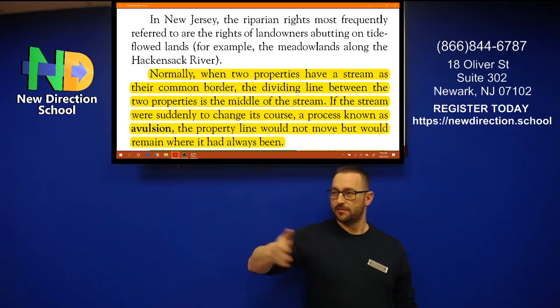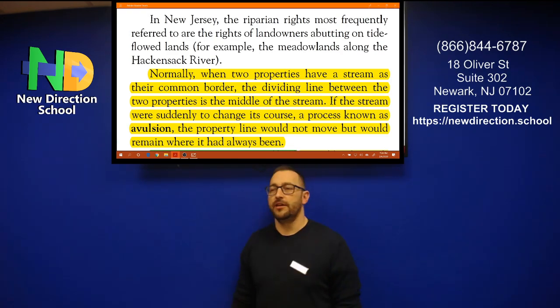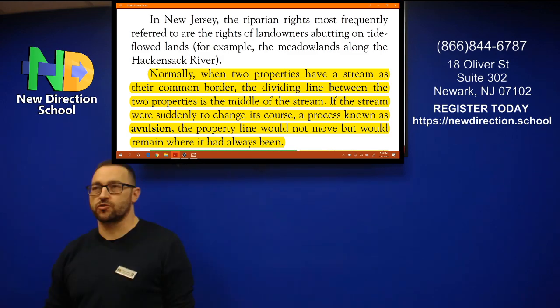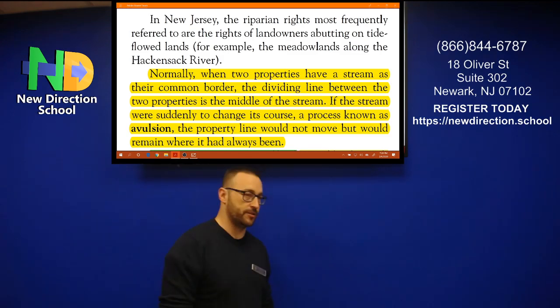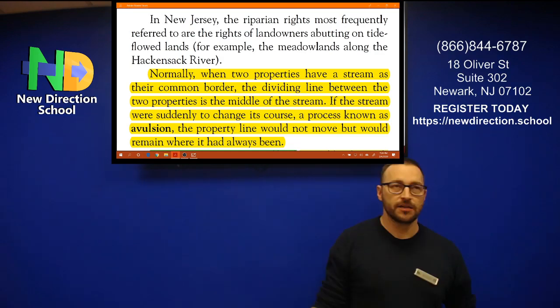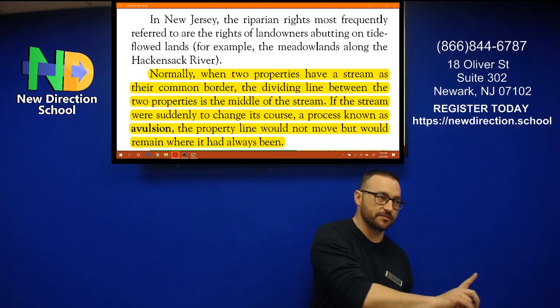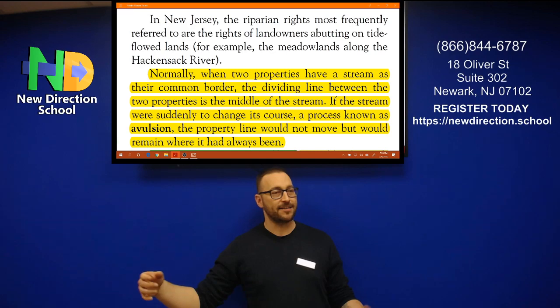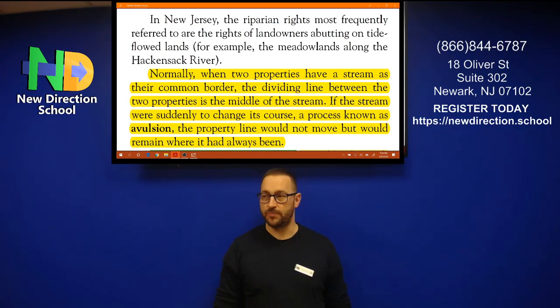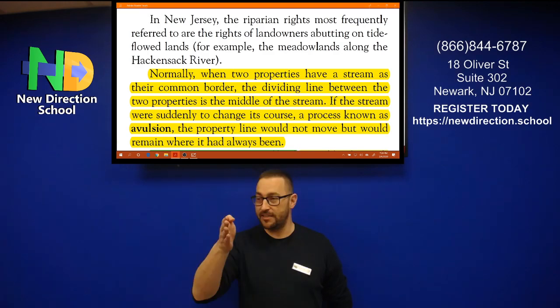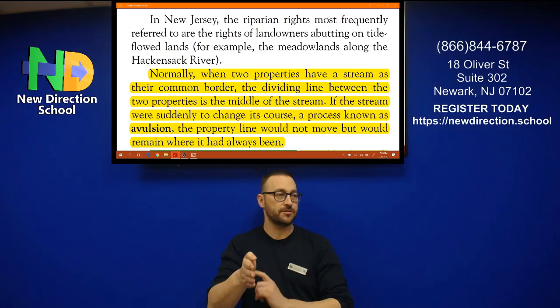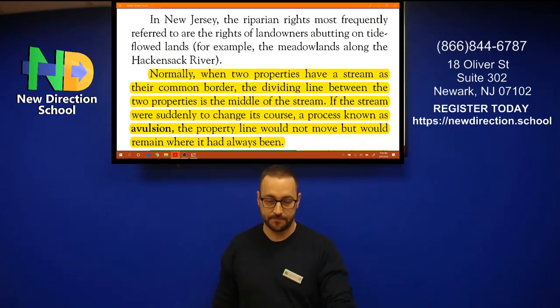Now, if the stream were suddenly to change its course, which is a process known as avulsion, the stream is going this way and all of a sudden the other way. Not very common, but it has happened. Some people in the past called it miracles, where it changes the stream. It's called avulsion. And the property line does not change, it still stays in the middle. Doesn't matter how the stream goes, it stays in the middle.